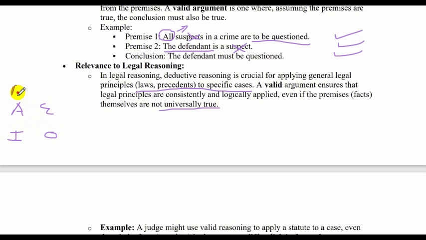A is all, universal. So this is universal positive or affirmative. E is no. This is also universal, but it is universal negative. I is some, some are. And O is some are not.